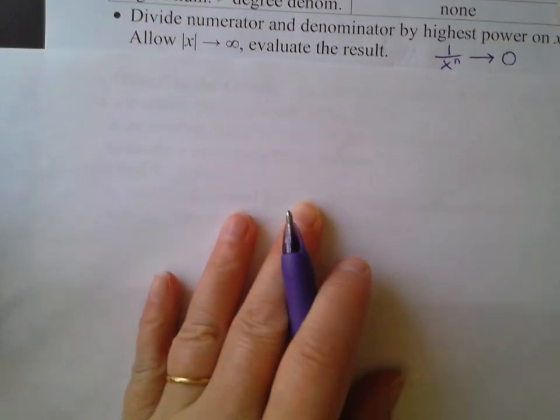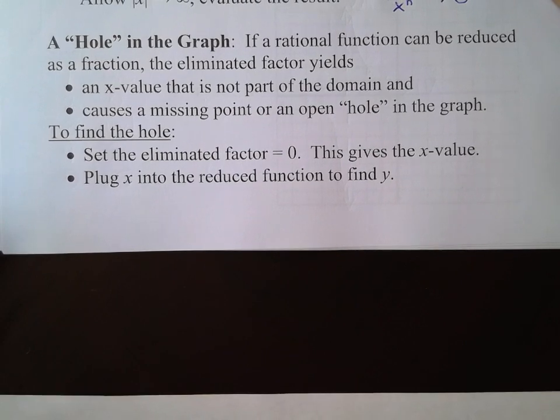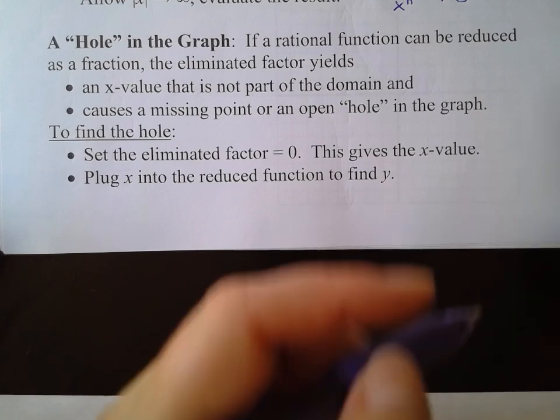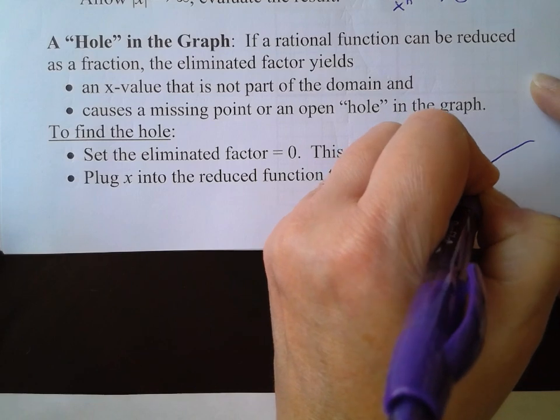Then the last one would be the case where we have a hole in the graph or a missing point. So if a rational function can be reduced as a fraction, the eliminated factor yields an x value that's not part of the domain and causes a missing point or an open hole in the graph. To find the hole, we're going to set whatever we've canceled, the eliminated factor, equal to 0. This is going to give us the x value. And then because we want to plot this hole, I should say the hole will be in line with the rest of the curve.